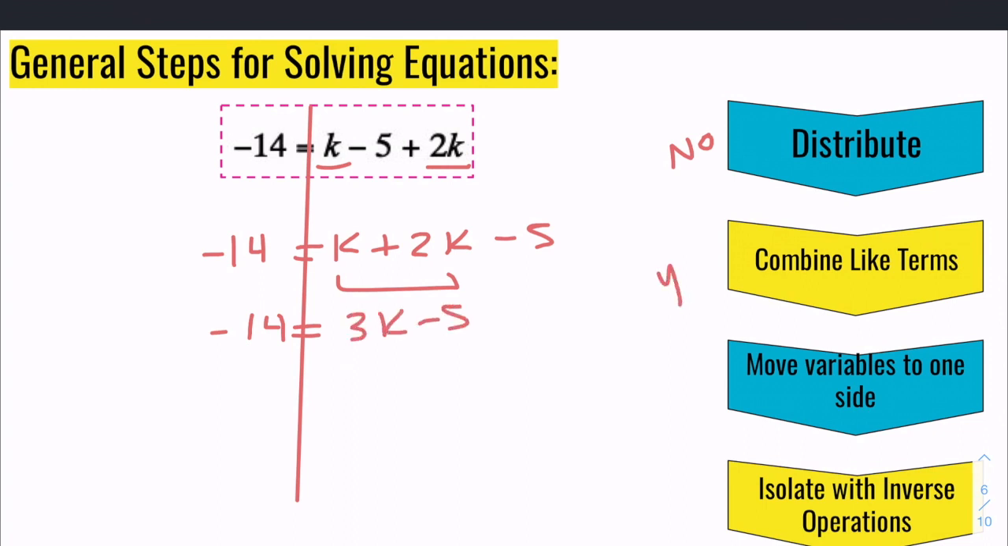So yes, I did have to combine like terms. And that's how you do it. Okay, again, anytime I use this little bracket is combining like terms in my notation. Then it says move variables to one side. So you want to zoom your brain into the variables. And if we notice, I only have k's on the right side. So I have completed that. I'm good. Okay, and then isolate with inverse operations.